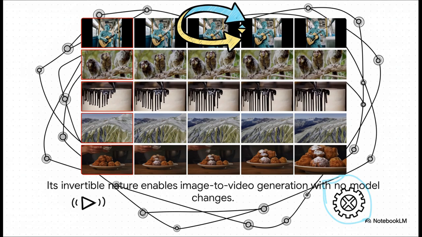Oh, and because normalizing flows are invertible, remember the process can run forwards and backwards. The very same model can take a single picture and just start generating a video from it. No special training, no different model needed. It just encodes the image and continues the story from that point. That's just an incredibly versatile architecture.